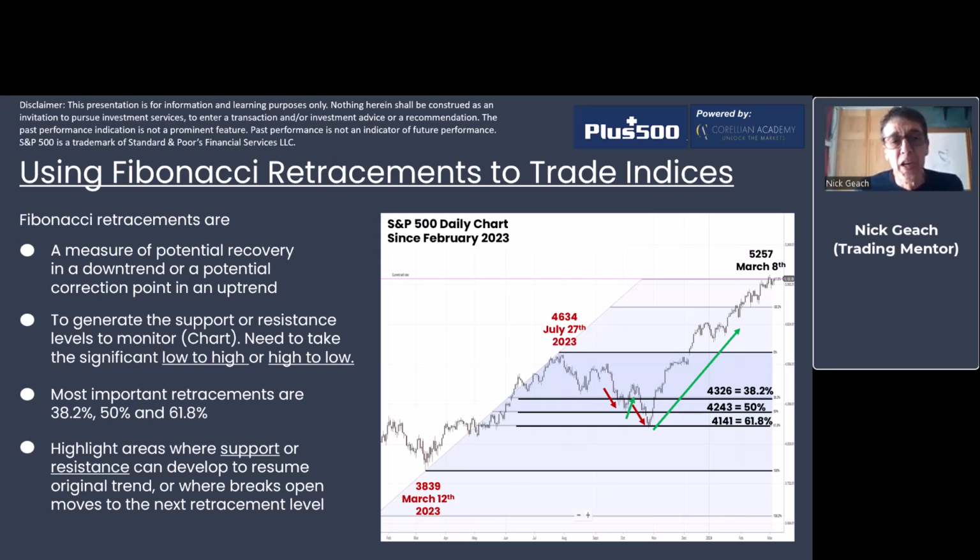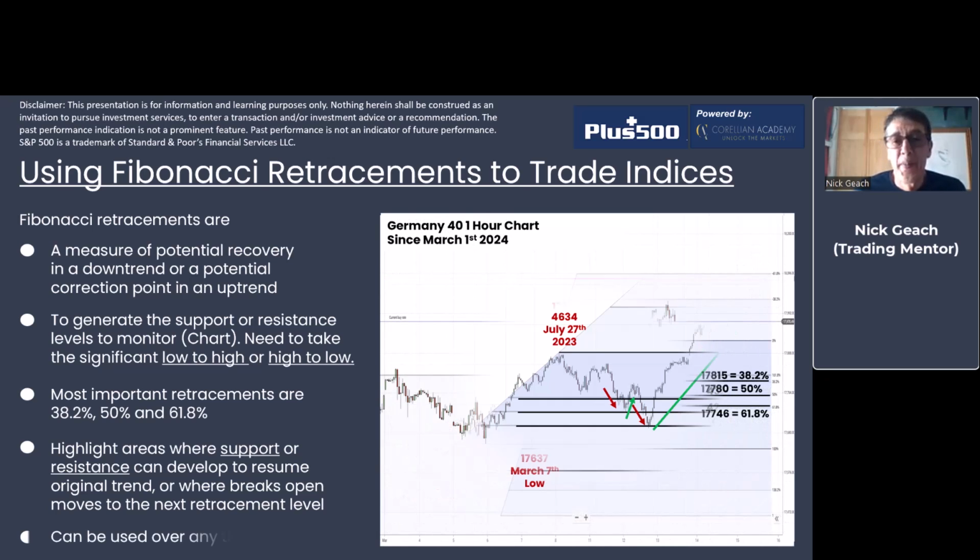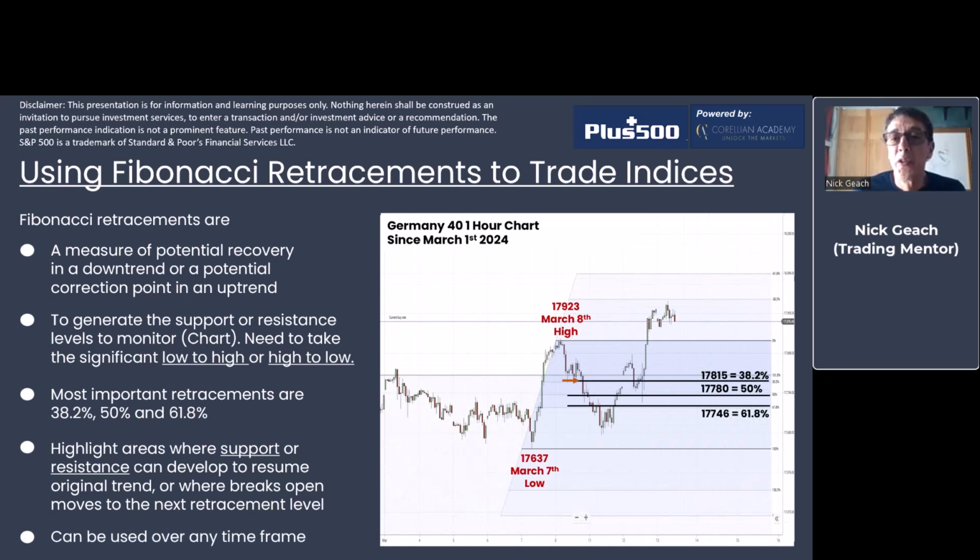And the last point I want to make on this slide is that it can be used over any time frame. And we'll take a quick look at the Germany 40 just from the beginning of the month. On Friday, we saw that high of 17,923 and a pretty significant sell-off. But again, using the Fibonacci retracement levels, we did see a little bit of a reaction at that 38.2% level. And then towards the end of the day, we saw prices holding at that 50% level. So, clearly it can be used in shorter time frames too.